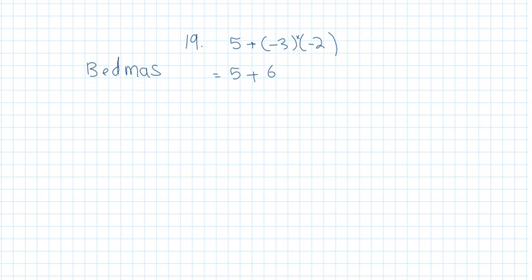Right? Because negative times negative is positive. 3 times 2 is 6. Miss, can you say that again? Yes. Negative times negative is positive. Right? So negative times negative is positive. Yeah? And then 3 times 2 is 6.